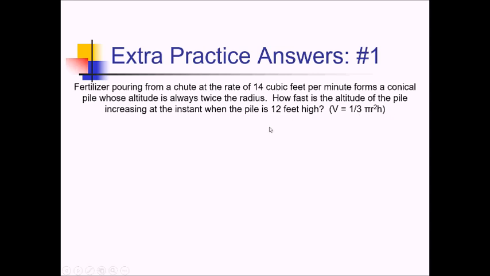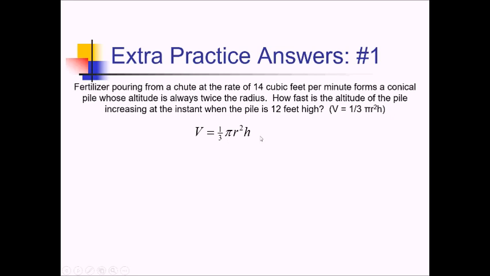All right. So this is going to be a related rates problem. We have a rate of volume going on here, and we're asking about the rate at which altitude is changing. So we're going to write out a formula that ties it all together, like this volume formula for a cone, and we're going to differentiate with respect to time.